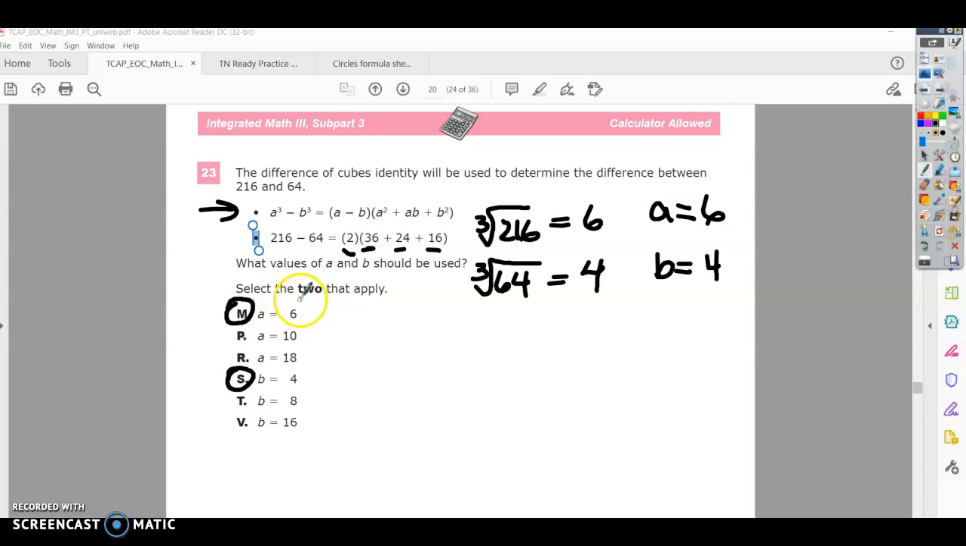And it says select 2 that apply, and we have done that. So the answer is M and S.